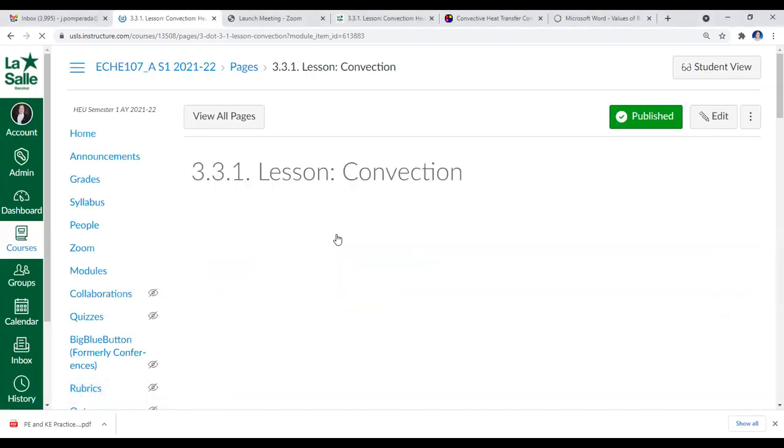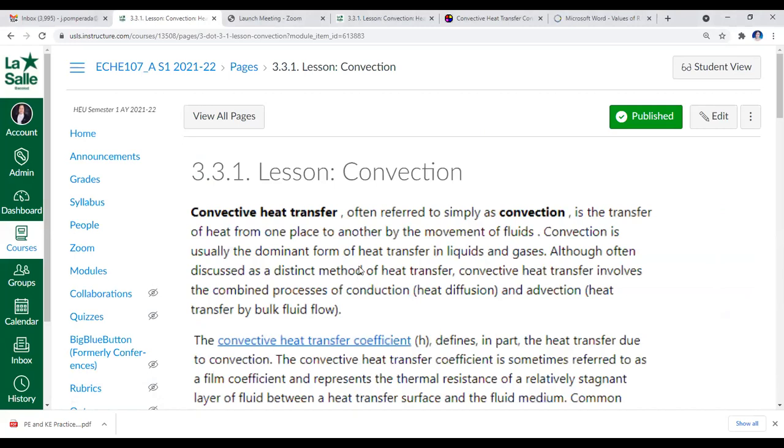So I will just click here on convection, before I go to the slides, because it gives you an overview of the new topic, which is the second mode of heat transfer, which is convective heat transfer. When we speak of convective heat transfer, we often refer to it as convection. It is the transfer of heat from one place to another by, take note, there has to be movement of fluids. Convection is usually the dominant form of heat transfer in fluids, specifically when we speak of liquids and gases.